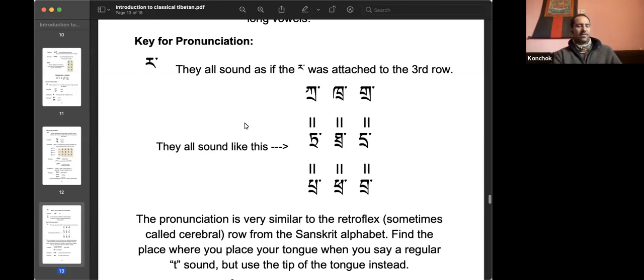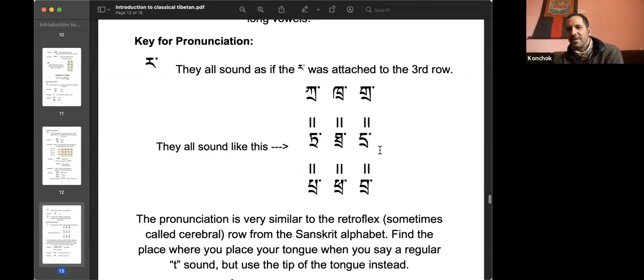Fortunately, we are learning by rows and columns. So the rule basically is that this is the first row, this is the third row, and this is the fourth row. And no matter where it goes, they always sound like the third row. I'm going to go through this row because this is the one that intuitively is the way it should sound. This is called a retroflex, or a cerebral in Sanskrit.